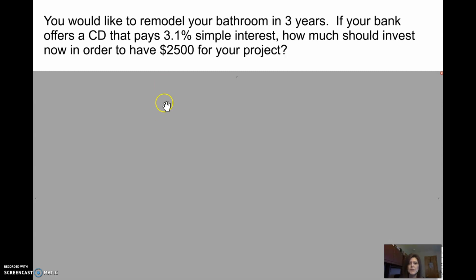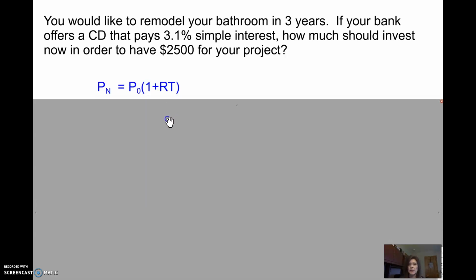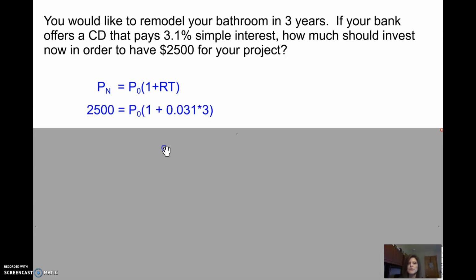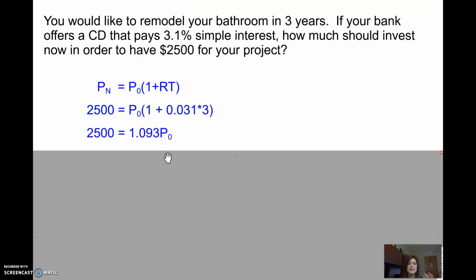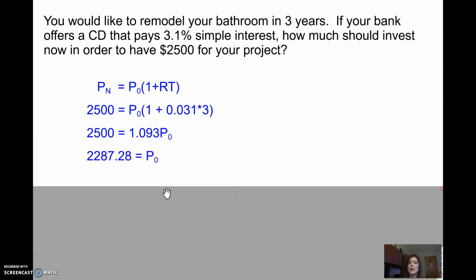Okay, so just like before, we're going to take our formula and plug in the pieces. Now for this one, I've put the formula back up here. P sub n, future, equals P sub 0, initial, principal, times the quantity, 1 plus R times T. So plugging in the pieces, I have 2,500 equals P sub 0 times the quantity, 1 plus 0.031, moving the decimal 2 places, times the 3 years. Now you can simplify inside of that parentheses and then divide both sides through, and you should come up with 2,287.28. All right, so $2,287.28.